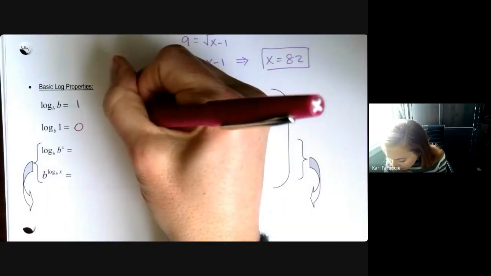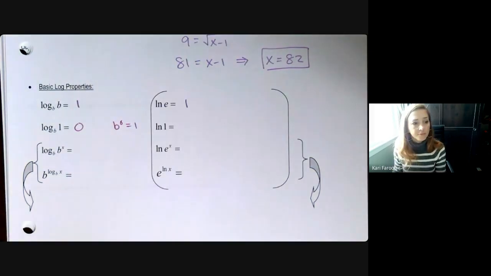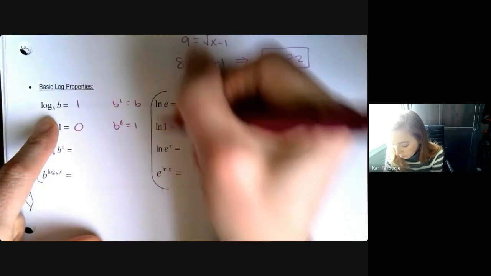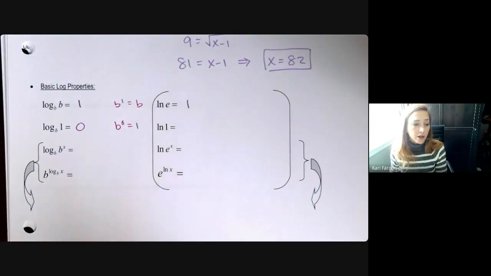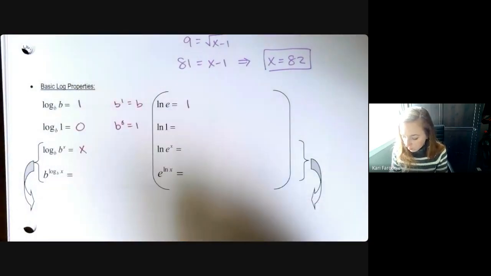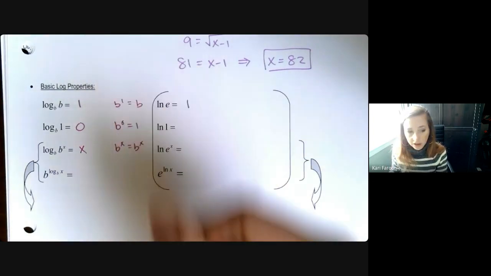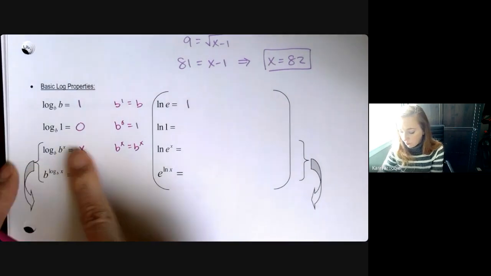If you want to see that in exponential form, it looks like that. We could have written this the same way. b to the first is b. b to the 0 is 1. Now, log base b of b to the x is x. All that means is b to the x equals b to the x.